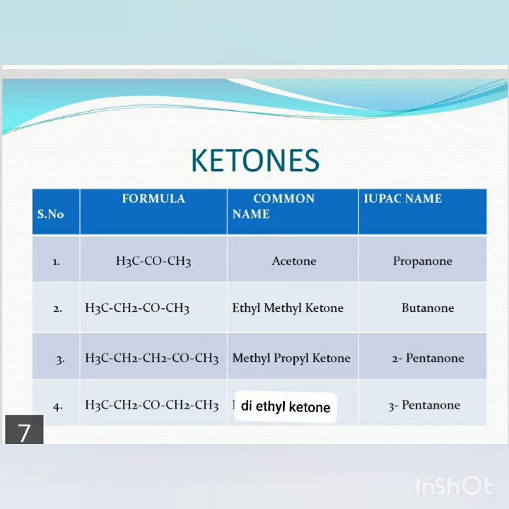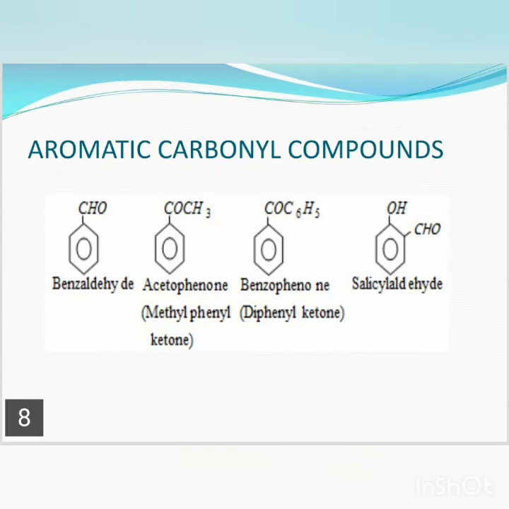Right. Next one is aromatic carbonyl compounds. So what are aromatic carbonyl compounds? Aromatic ring containing carbonyl compounds are known as aromatic carbonyl compounds. For example, C6H5CHO, a phenyl group attached to the CHO. So it is known as benzaldehyde. The benzene ring is attached to the CHO, and that's why it is known as benzaldehyde.